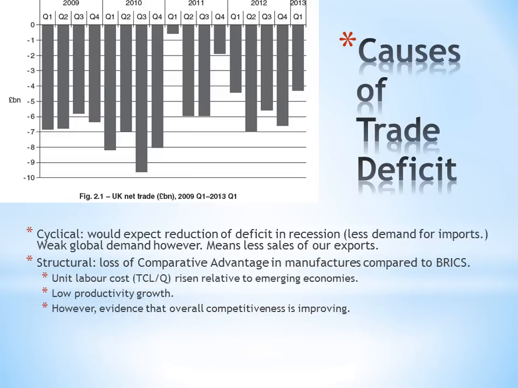The other big issue is it's a structural deficit, that we don't really have a comparative advantage in the kind of manufacturing and traded goods that we're still producing a bit. We cannot compete with the BRICS. Our unit labour costs have risen compared to those of the emerging economies, these BRICS, these cheap labour economies. Our productivity overall has grown very poorly over the last 10 years. However, there is evidence further on in the extract that our overall competitiveness is improving, and all these points are a struggle for all developed countries compared to the rising power of the tiger economies.